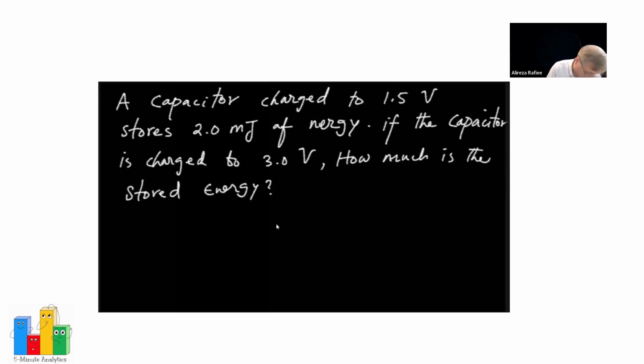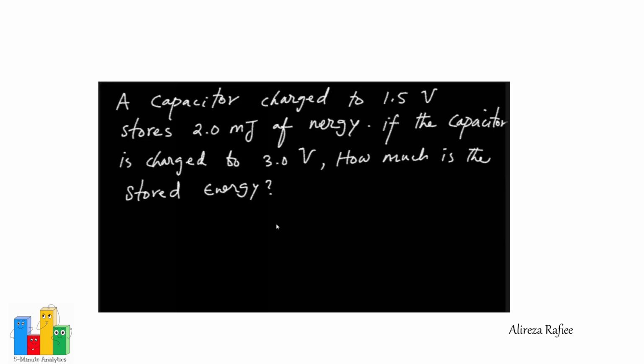Okay, now let's say you have a capacitor and you charge it with a battery of 1.5 volt, and then you store about 2.0 millijoules of energy on this capacitor. Now you change the battery, you put a 3 volt battery. You want to know how much energy is stored on this capacitor now. Well, the energy which is stored in a capacitor in the first condition would be half C V squared. C is the capacitance, V is the voltage across the capacitor.